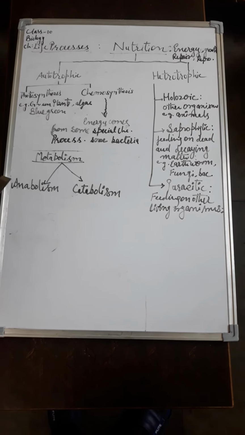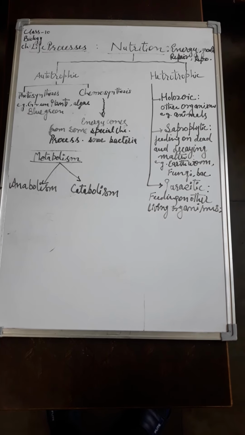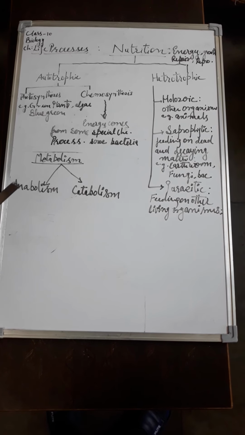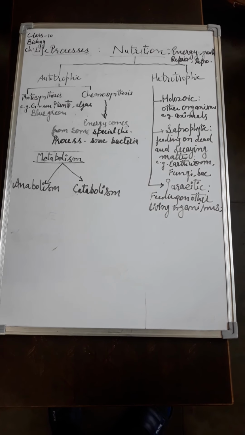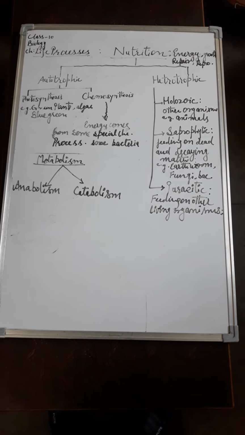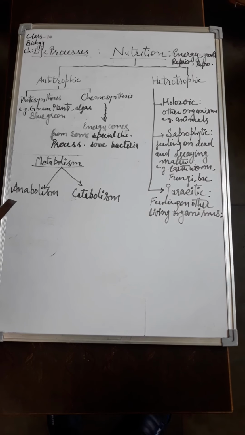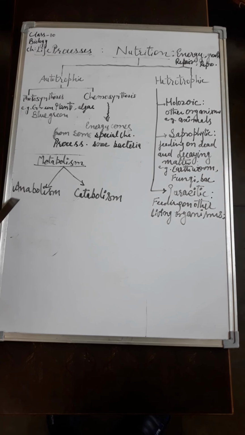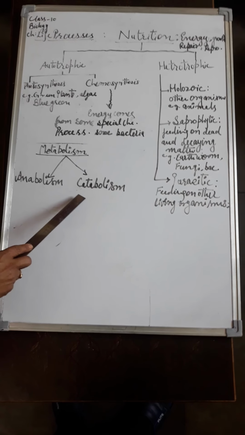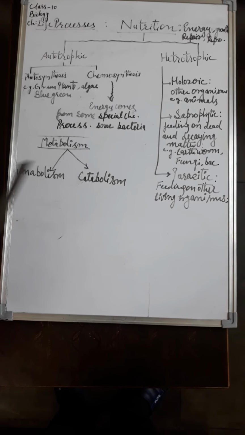Another important process is metabolism. Metabolism is a biochemical reaction. It is made up of two important parts, that is anabolism and catabolism. Anabolism, that is making of complex molecules from simple molecules, is known as anabolism. Catabolism, where complex molecules are converted into simple molecules, is known as catabolism.